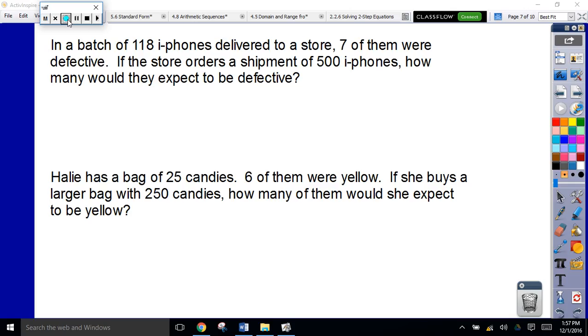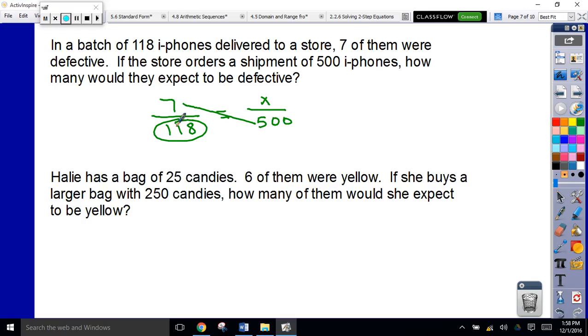Okay, so for this one, we have 7 defective phones out of a batch of 118. We always put defective on the top, total on the bottom, equals X over 500. When you do this on the calculator, you're multiplying the two numbers that are across from each other and then dividing by this number. Hillary? I multiplied 7 and 500 and I got 3,500.